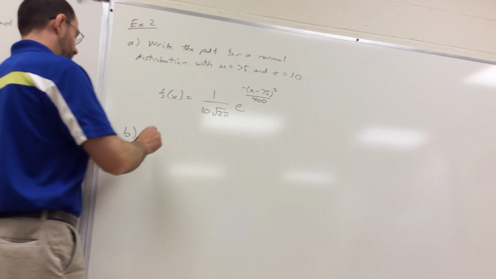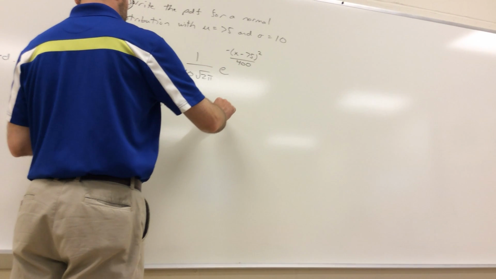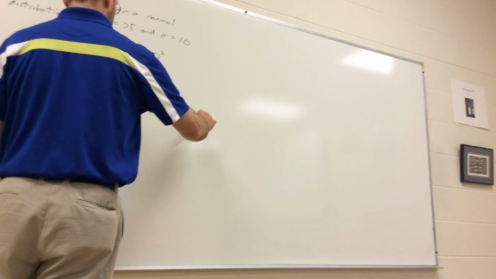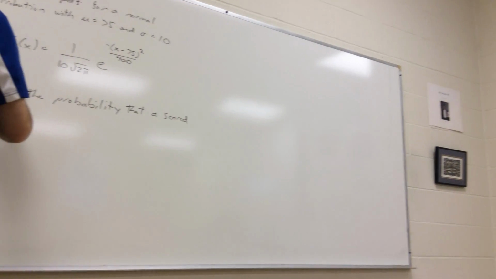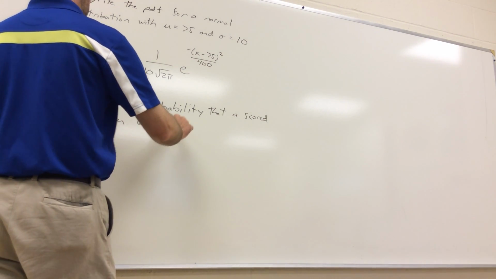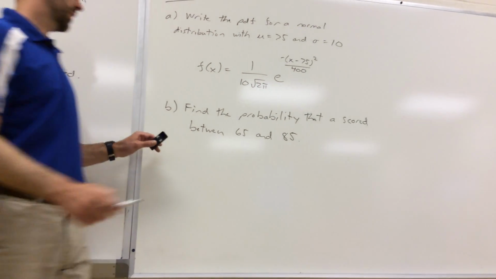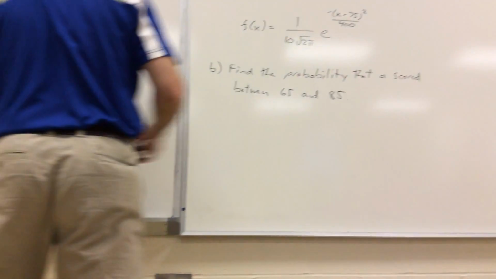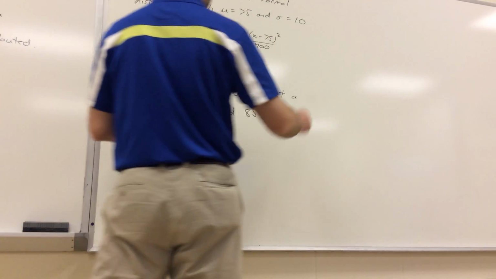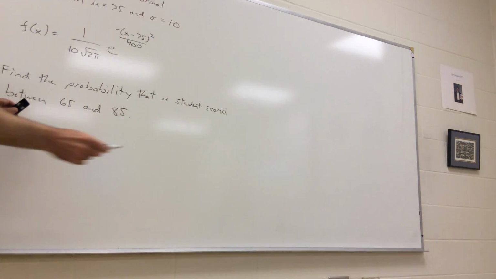Okay, so now for part B, we're going to find the probability that a student scored between 65 and 85. I left out the word scored. Find the probability that a student scored between 65 and 85.